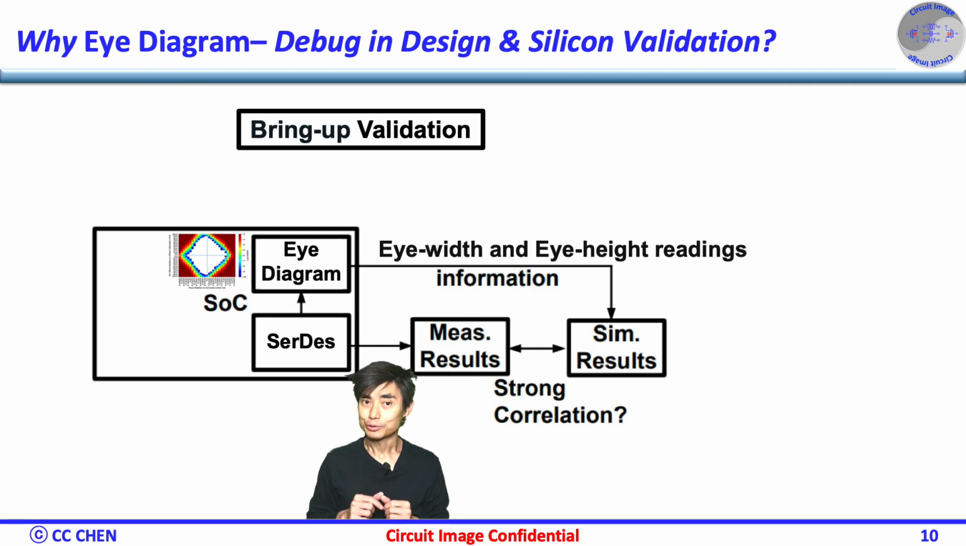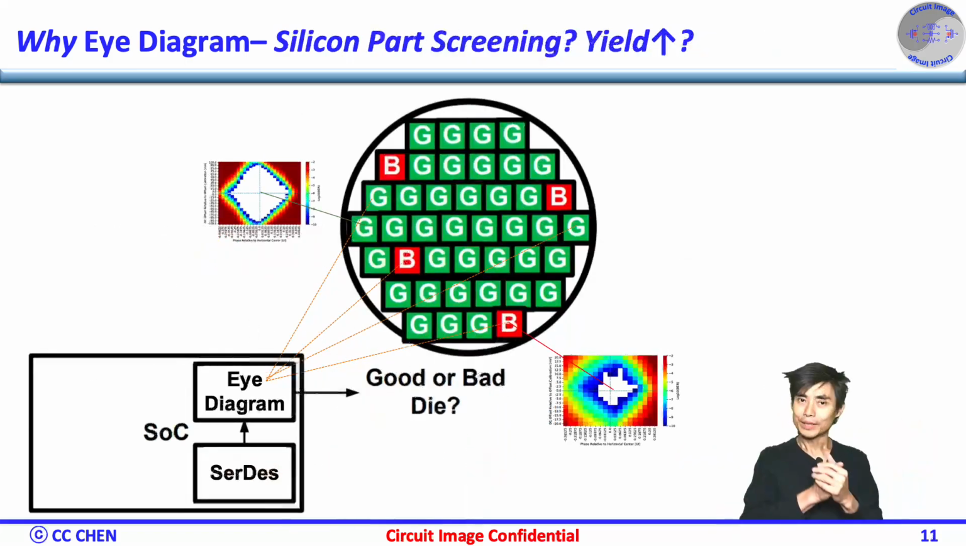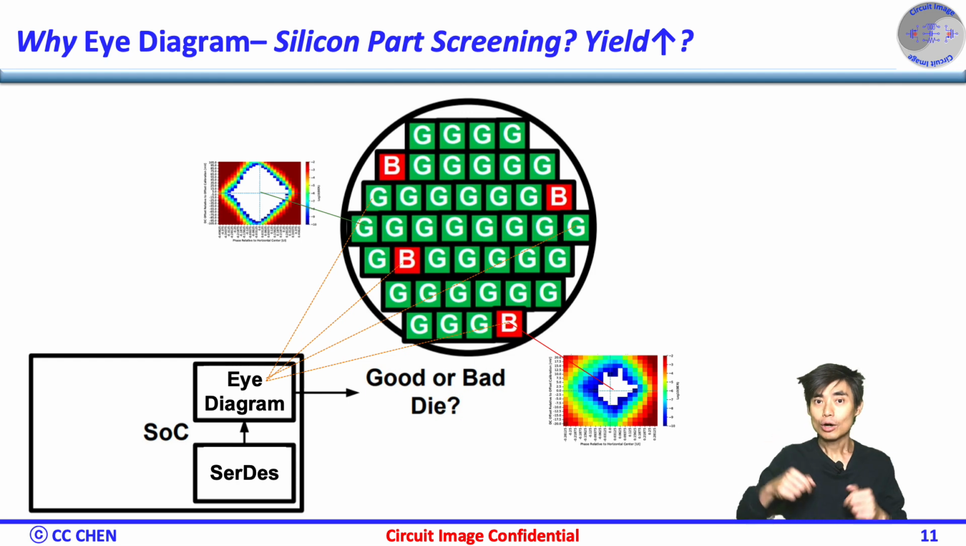Besides the validation of our design, what's the other benefit of the eye diagram in the test mode for ATE? Bingo! In the production test or ATE, if we could identify the bad parts and discard them, we can improve the overall yield by taking the eye diagram of the SerDes during the production process. We may not only boost the yield, but also reduce the screening cost.